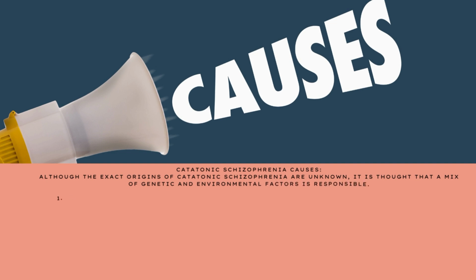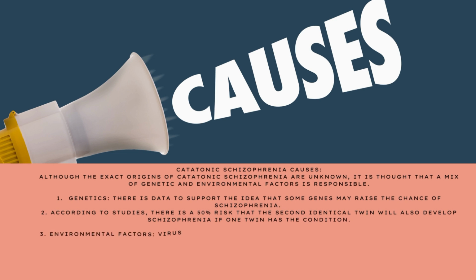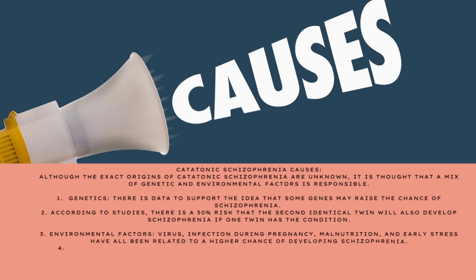is responsible. Genetics. There is data to support the idea that some genes may raise the chance of schizophrenia. According to studies, there is a 50% risk that the second identical twin will also develop schizophrenia if one twin has the condition. 3. Environmental factors. Virus, infection during pregnancy, malnutrition, and early stress have all been related to a higher chance of developing schizophrenia.